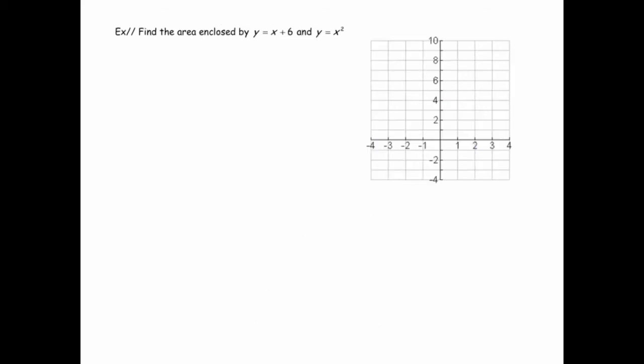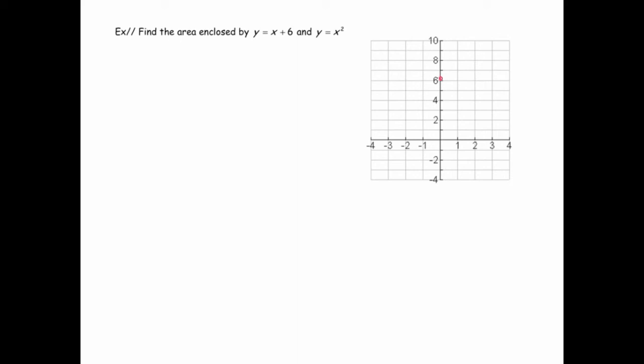This problem is similar to the last one in that the same two curves are being considered. It's just that this is asking something more straightforward. It says find the area enclosed by y equals x plus 6 and y equals x squared. So that sort of implies that they're trapping area. If you graph these two, they're going to be trapping some area, and we just need to set up an integral that would represent that area.